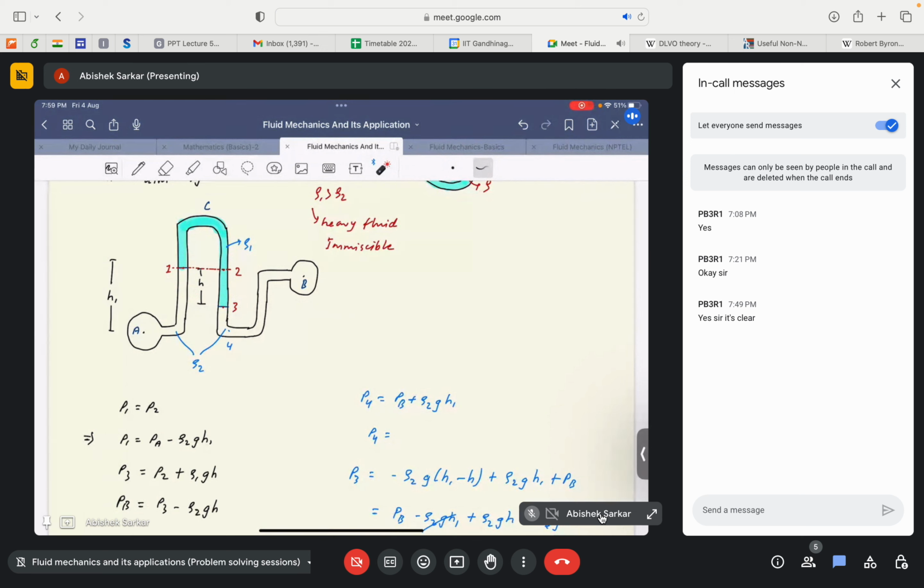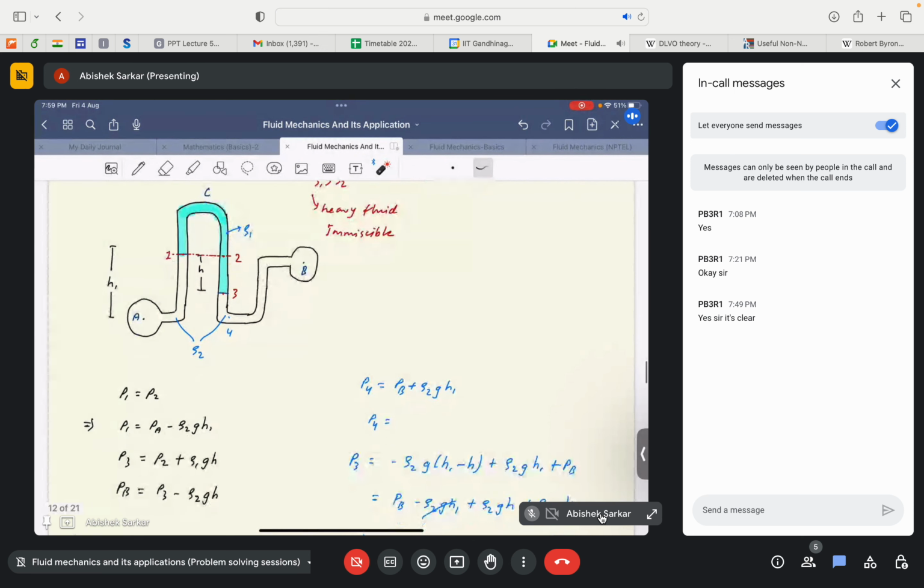Now, given that I have taken the interface at 1 as my datum line, I can write P1 is equal to P2, right? Because both 1 and 2 have the same fluid and both lie on the same horizontal level. Then we can write P1 is equal to P2. That's the first line. Then P1 would be equal to PA minus rho 2 G H1.